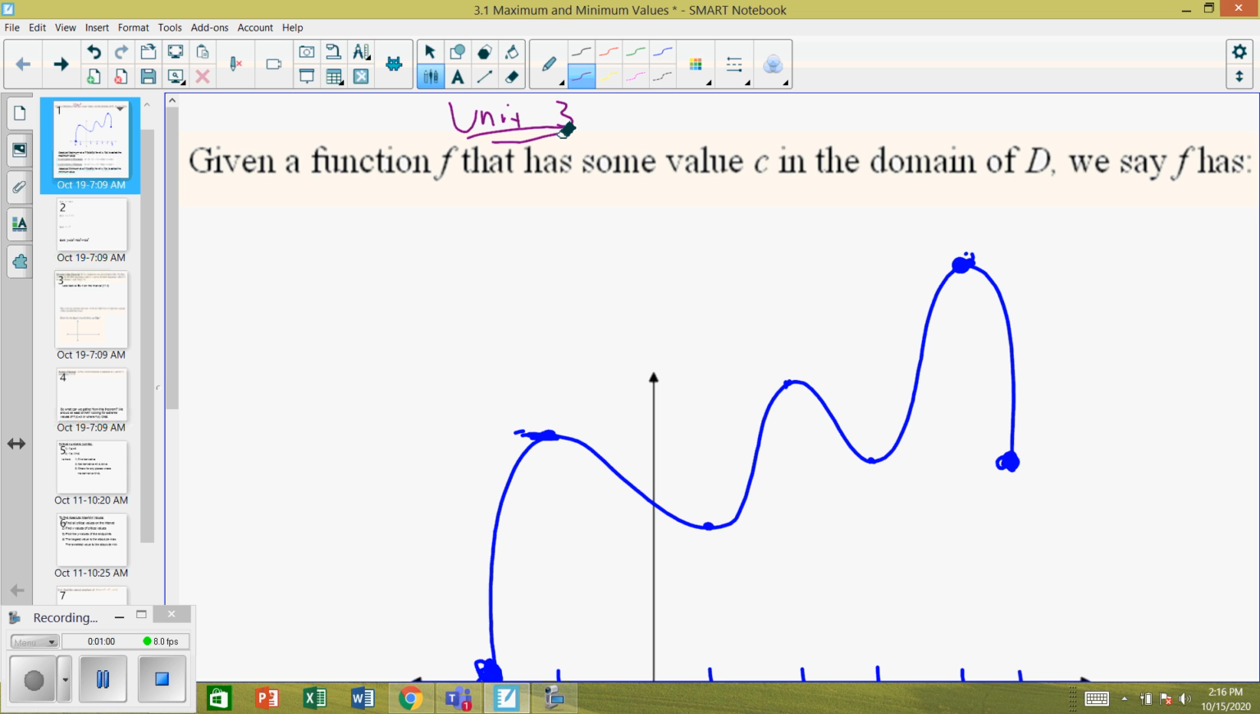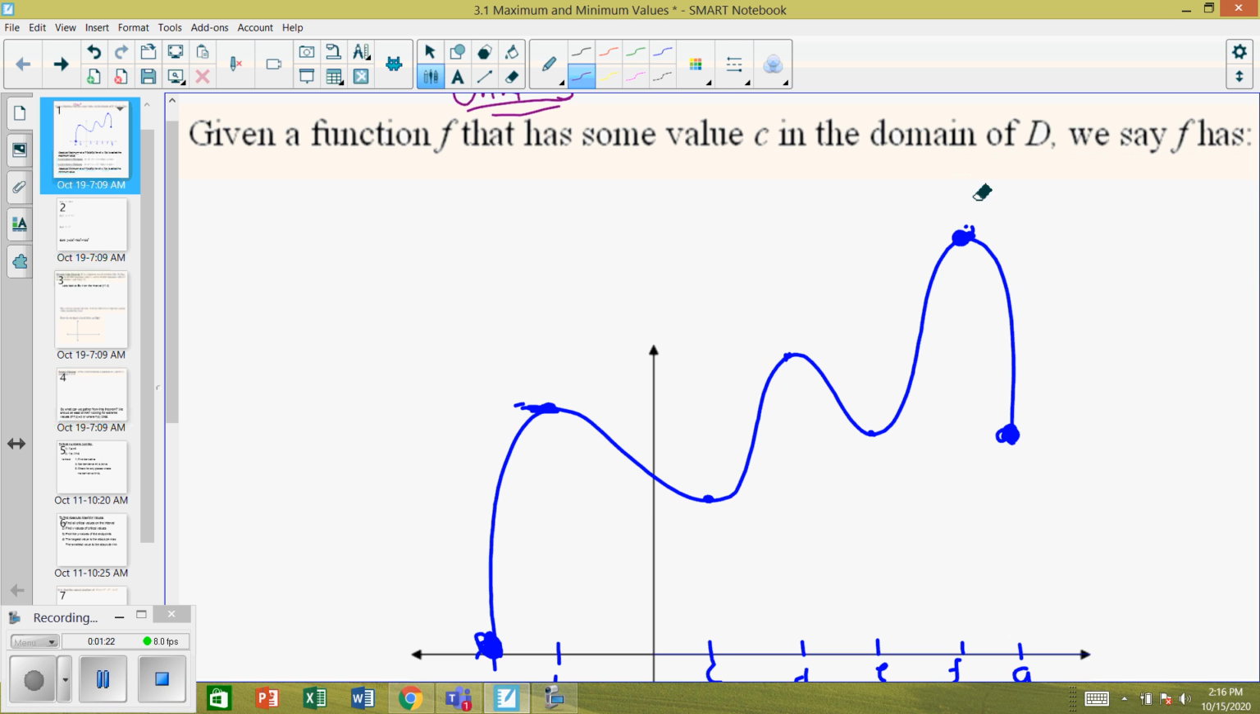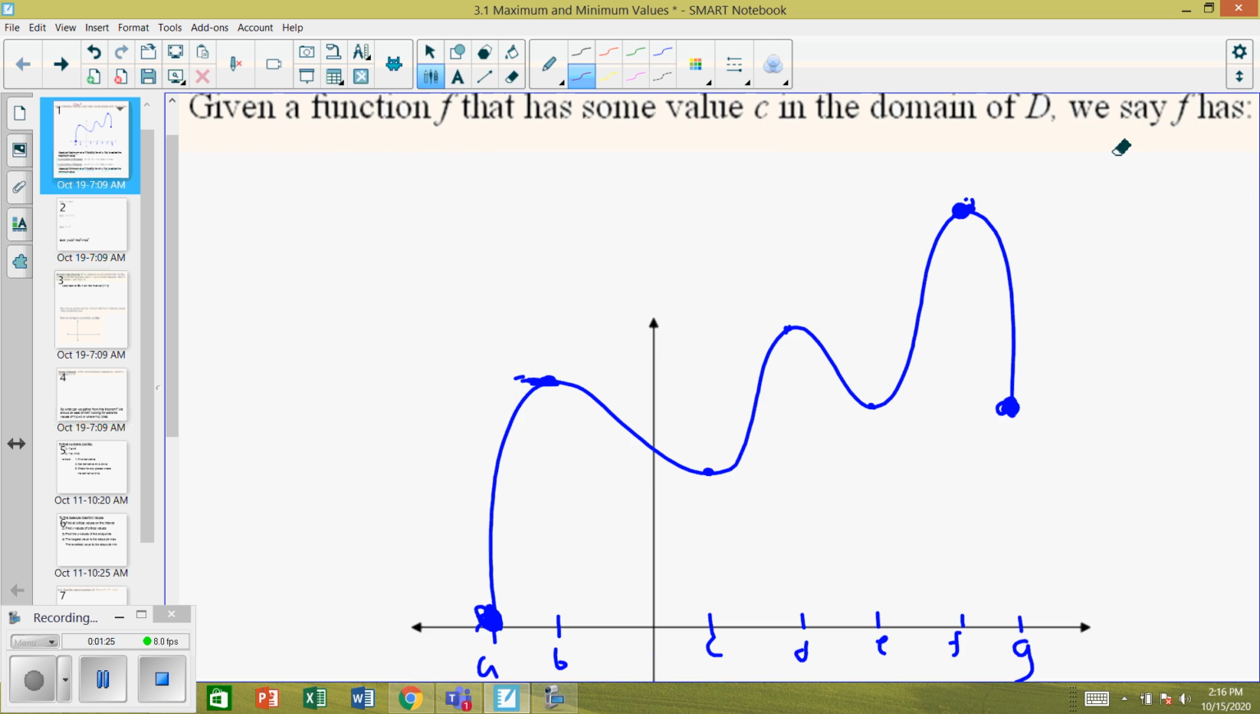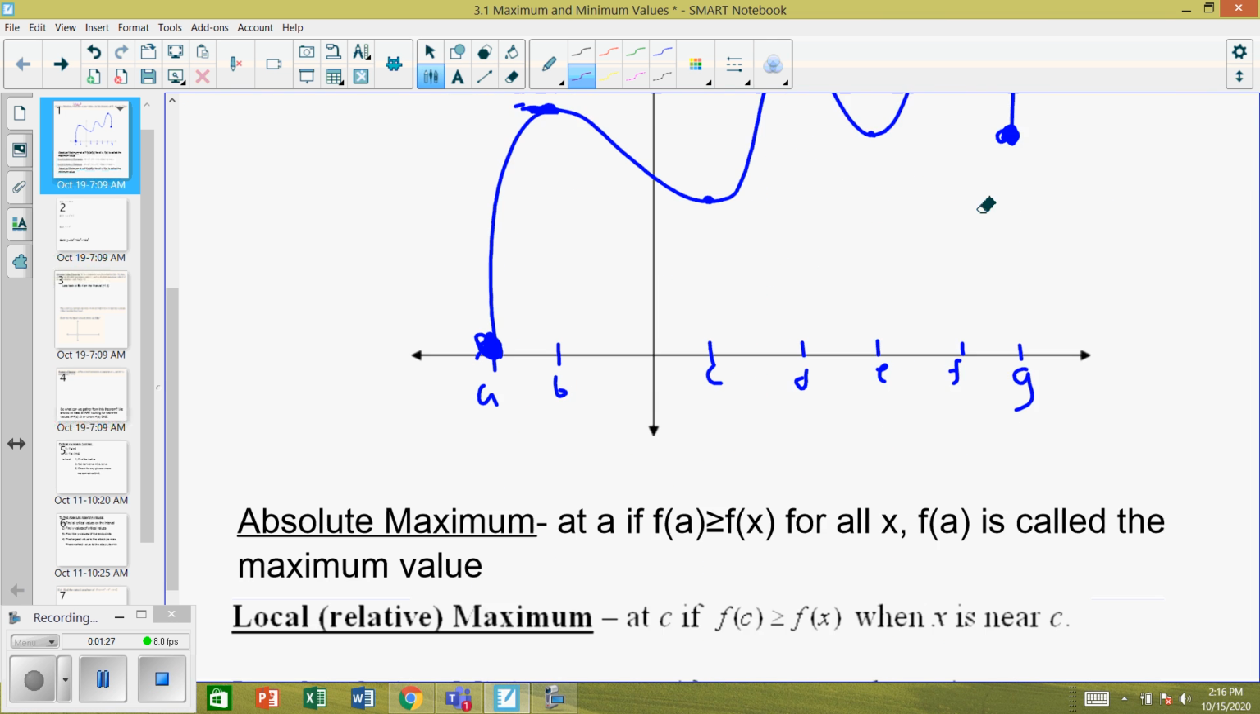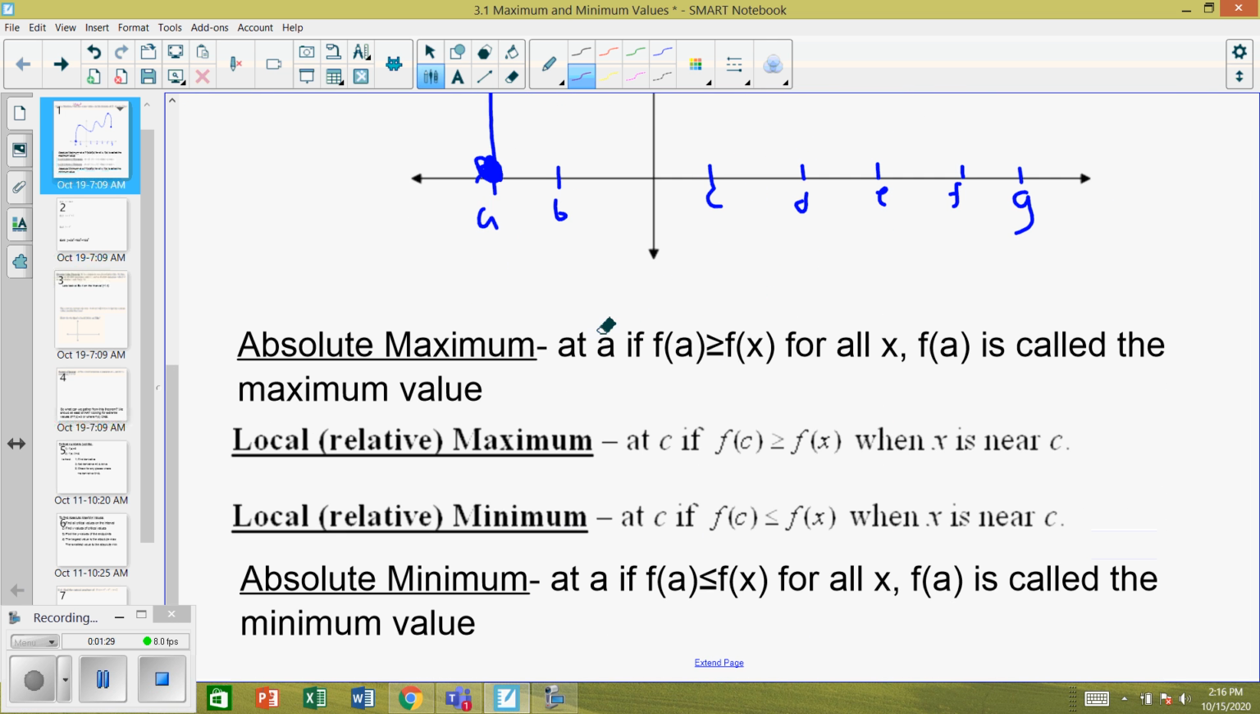A good first day is describing maxes and mins of graphs and how they relate to derivatives. I think that's a great place to start because we already have a general idea of what maxes and mins are. So let's look into it. It says, given a function f that has some value c in the domain D, we say f has, and then it jumps down to these four definitions. We'll talk about those four definitions in a second.